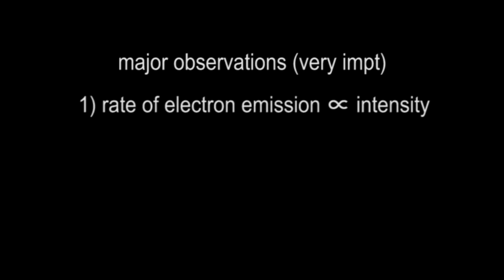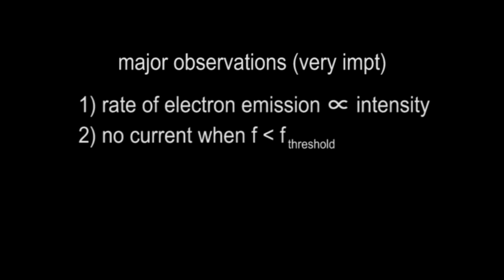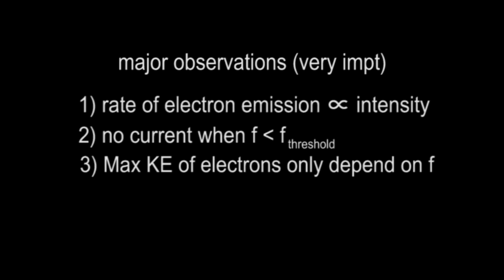The rate of electron emission is proportional to the intensity of light. No electron was emitted when the frequency of light falls below a minimum threshold frequency. The maximum kinetic energy of the electron only depends on the frequency of light, and the electron emission begins instantaneously when light is shined on the metal. This is where the wave theory of light starts to fall apart.